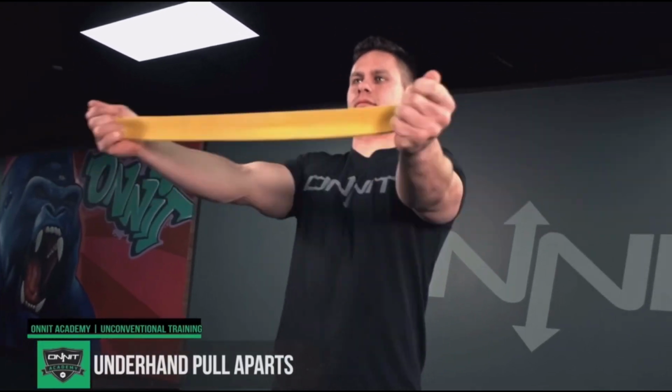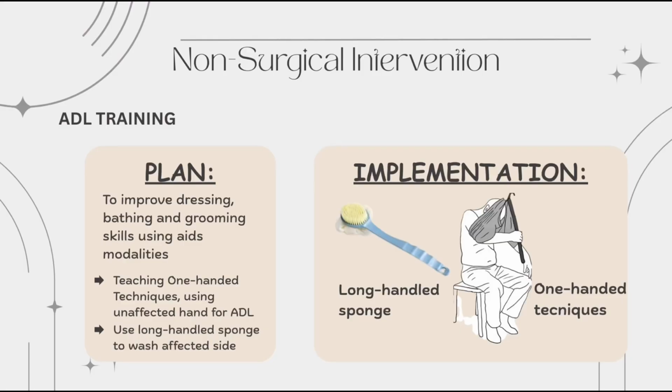Next is ADL training. ADL training aims to improve independence by teaching compensatory strategies such as one-handed techniques and the use of adaptive aids. These interventions allow patients to perform self-care activities safely while minimizing stress on the injured shoulder. For bathing, a long-handled sponge is introduced to allow the patient to clean the affected site without excessive shoulder movement. This promotes safety, comfort, and proper hygiene while respecting movement restriction.